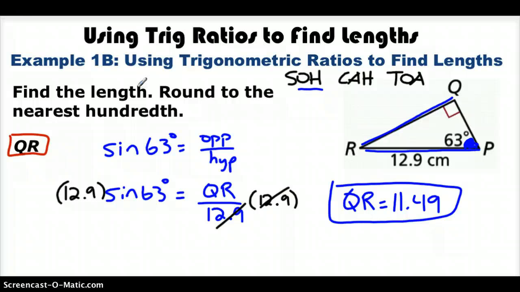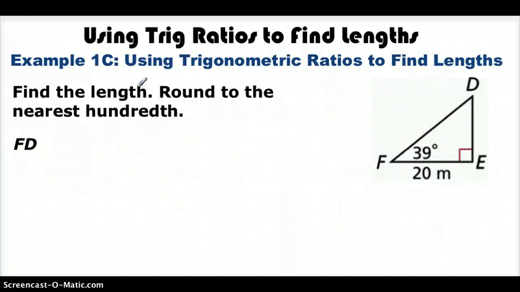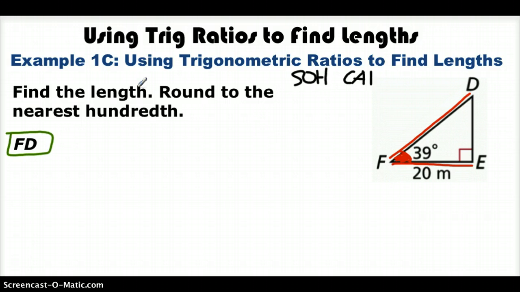Let's go ahead and just look at one more example here. Example 1C, this time we're looking for FD. Remember, we know that angle F is 39 degrees. We know the adjacent side, and we want to know the hypotenuse. So if we look again at SOHCAHTOA, we're given the adjacent side and the hypotenuse, so cosine would be the one to use.